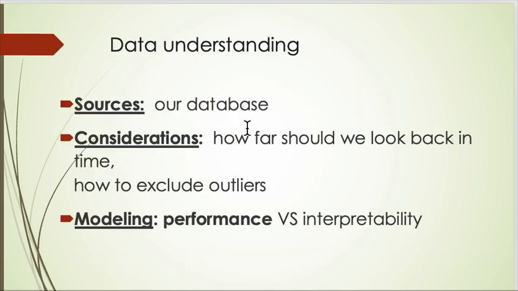In terms of data, we will be taking the data from our database. That's where we collect all the information on our readers. We should discuss how far we should look back in time to define if the reader is highly or lowly engaged. Is it just the past 1 week that we're checking, or maybe the past month, and we look at what was the average per week there. We also need to think how to exclude outliers.